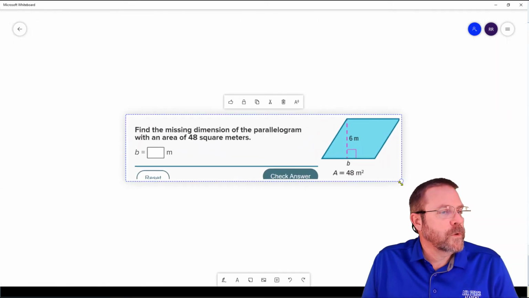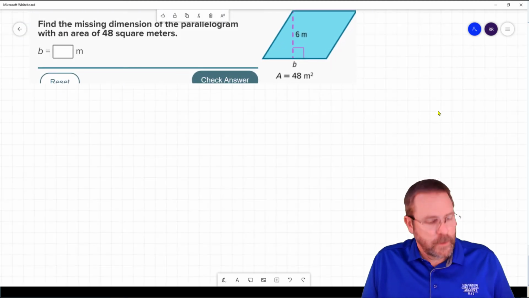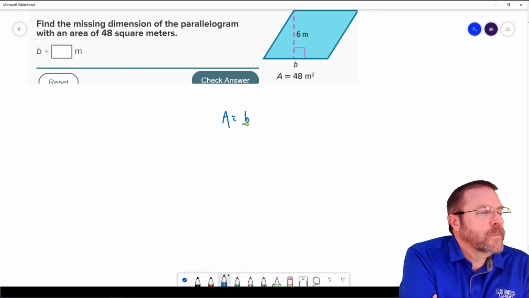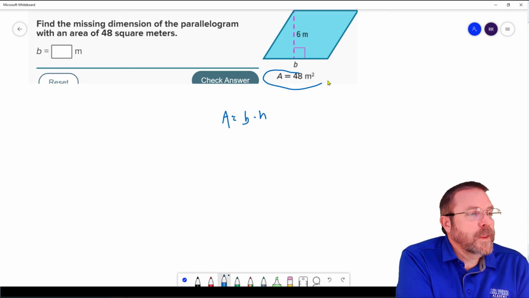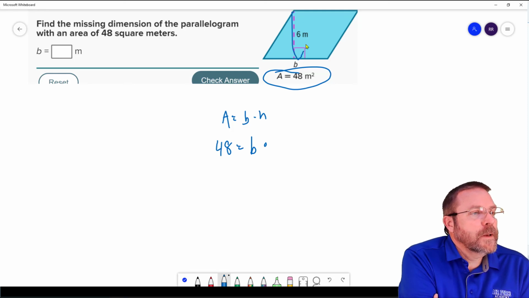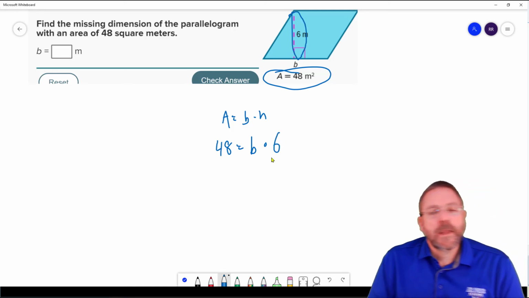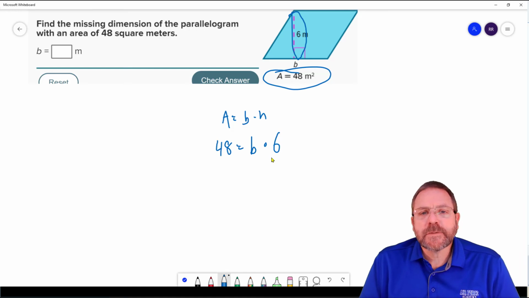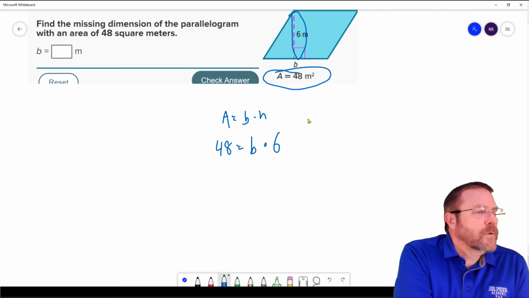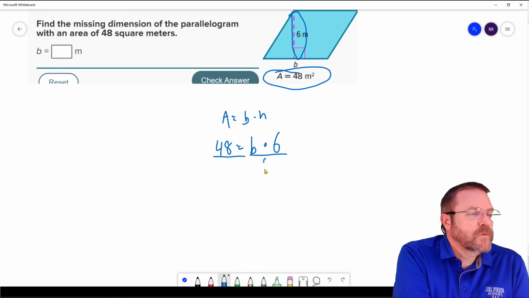First thing we're going to do is write down the formula. The formula of a parallelogram is going to be area is equal to base times height. And this time, what did they give us? Well, they gave us the area. The area is going to be 48 is equal to, and they gave us the height right here. That height is going to be 6. So area is equal to base times 6. Now we're going to isolate our variable by dividing by the base's friend on both sides. That, of course, is going to be 6. Divided on the right, divided on the left.